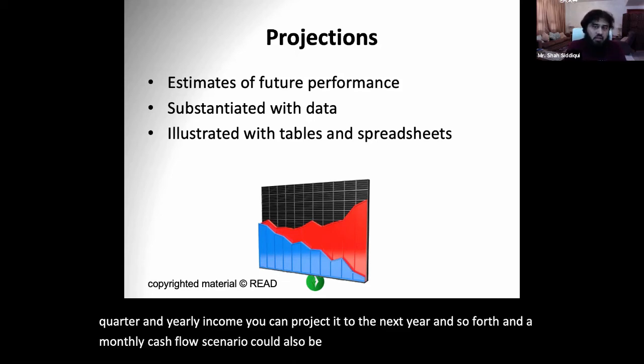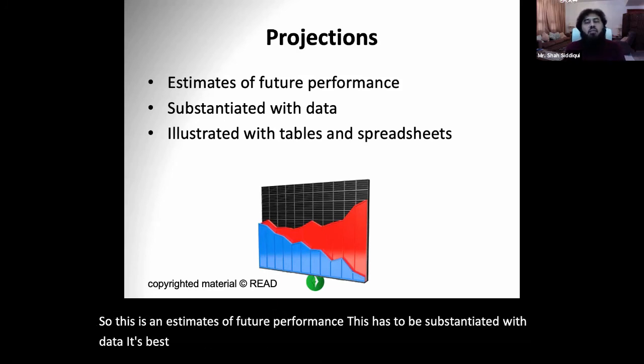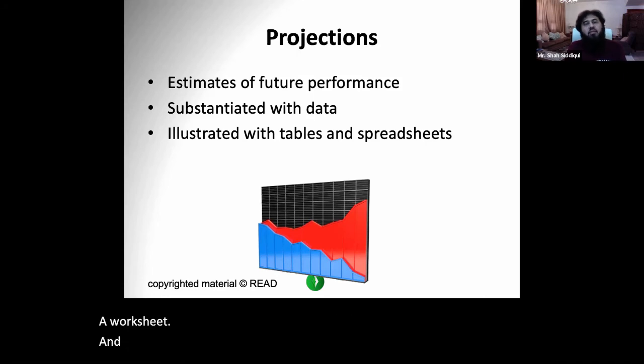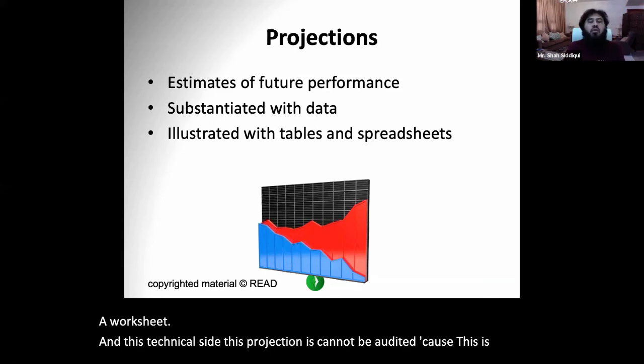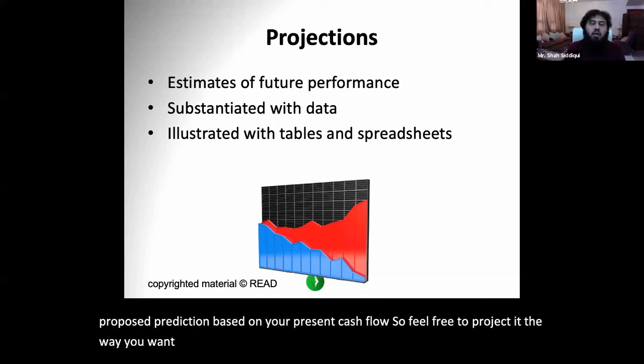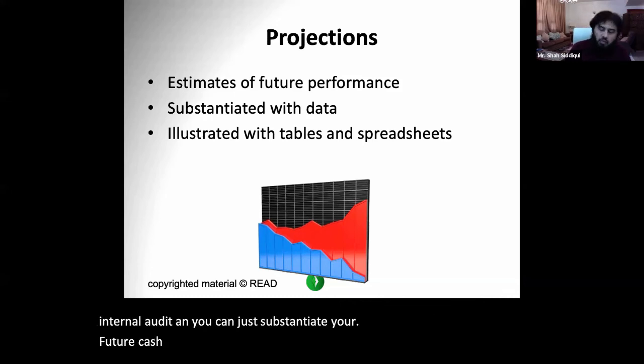So this is an estimate of future performance. This has to be substantiated with data. It's best done on any spreadsheet analysis package or a worksheet. And on the technical side, this projection cannot be audited because this is a proposed prediction based on your present cash flow. So feel free to project it the way you want, 10, 20%. It's not a part of your audit, nor a financial, nor an internal audit. And you can just substantiate your future cash flows as a part of your business report or as a part of your business plan.